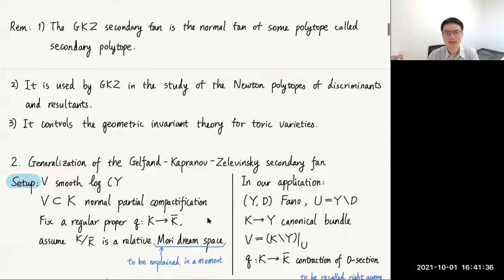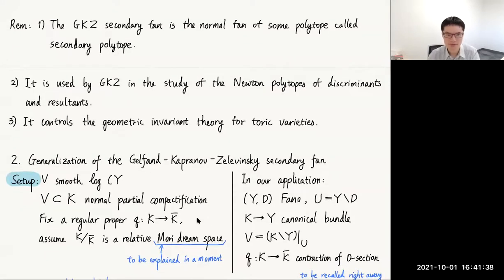Here is our setup. We have V any smooth log Calabi-Yau, and K of V a smooth partial compactification.